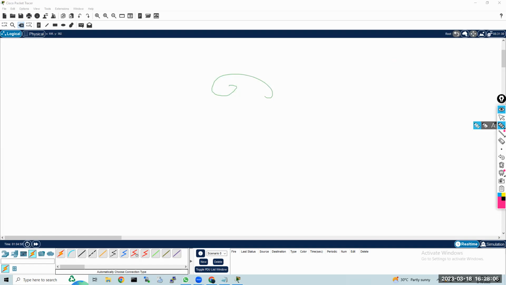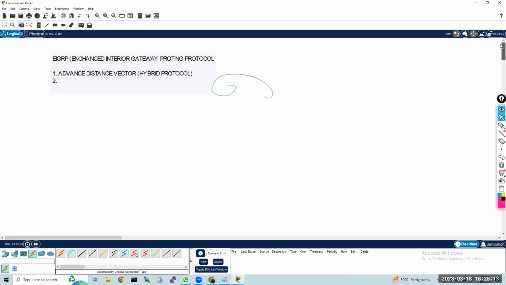EIGRP is only for Cisco. It's proprietary, I think, right? Sir, it was Cisco proprietary. Yeah, it only works on Cisco routers. Someone has written here.